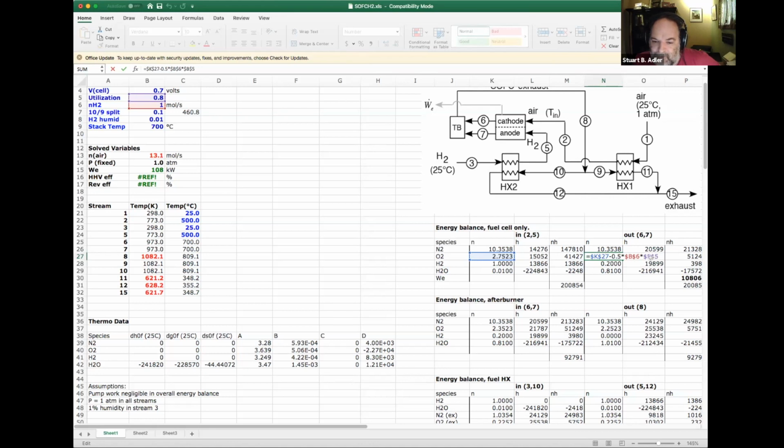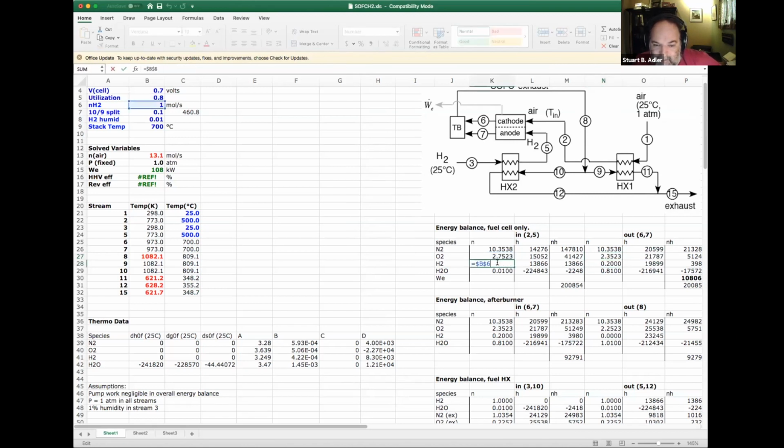I know what the input flow rate of the hydrogen is, and I multiply that by the utilization. That tells me how much hydrogen we're consuming. And then I'm multiplying that by 0.5 to indicate how much oxygen we would similarly be consuming in that electrochemical reaction. So based on the utilization and the fuel flow, we can calculate how much oxygen we're going to use up. So that's what that is.